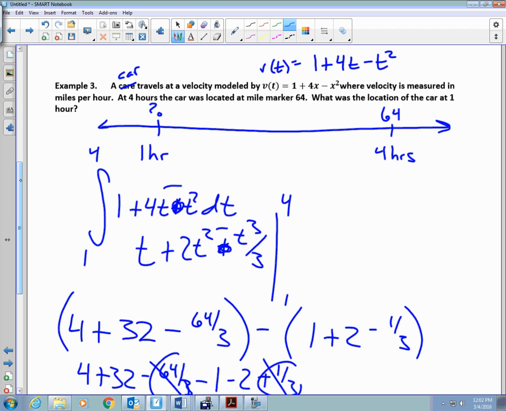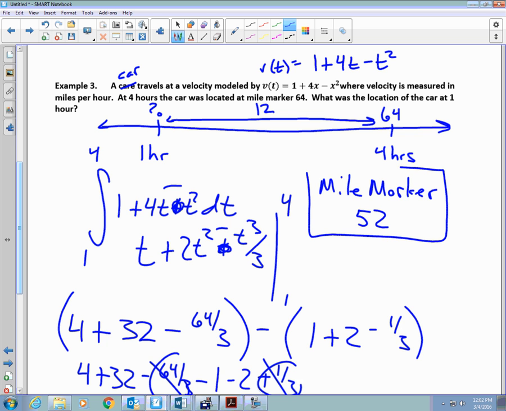So that means from where the car started, where the car ended, is a total distance of 12. So where did it start? What mile marker? 52. So it didn't travel very far, did it? Must be in Los Angeles.